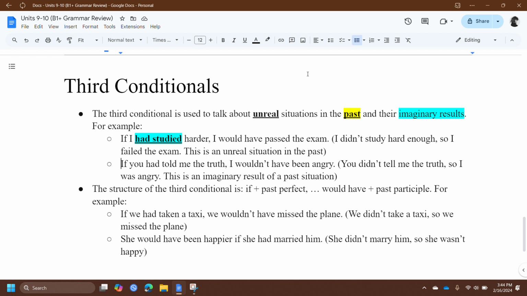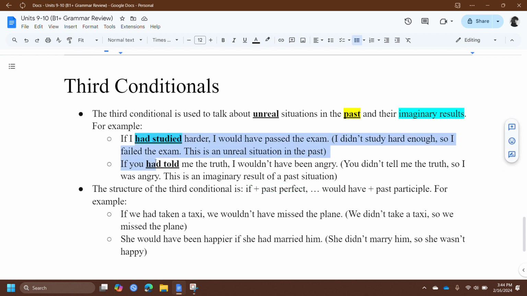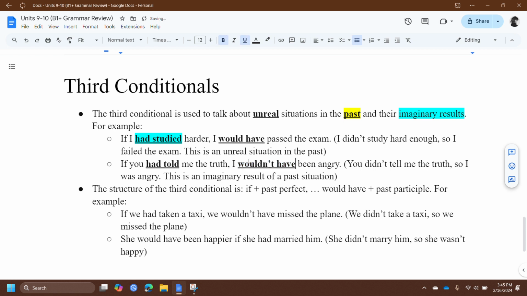Or a second example: if you had told me the truth, so this is another verb form, I wouldn't have been angry. Again, you didn't tell me the truth, so I was angry at that time. This is again an imaginary result of an unchangeable past situation. So what is the structure of the third conditional? We use if in the if clause plus the past perfect: had plus verb 3. And in the main clause, we're using would, but not would alone, would and have plus a past participle, or verb number 3.